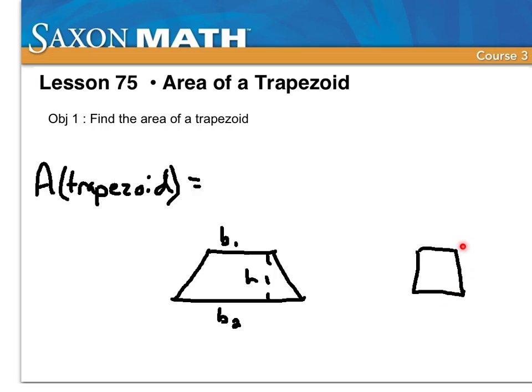And same thing, this trapezoid over here has a top base and a bottom base, and then it has a height, and in this case the height is this straight up and down line that connects the top and the bottom.